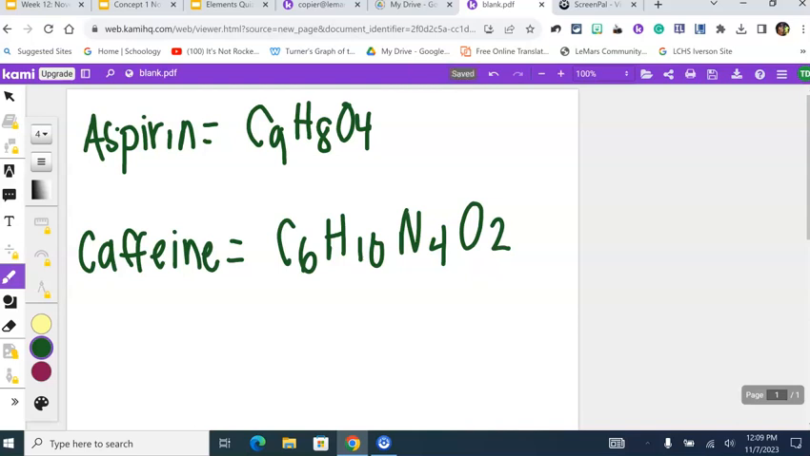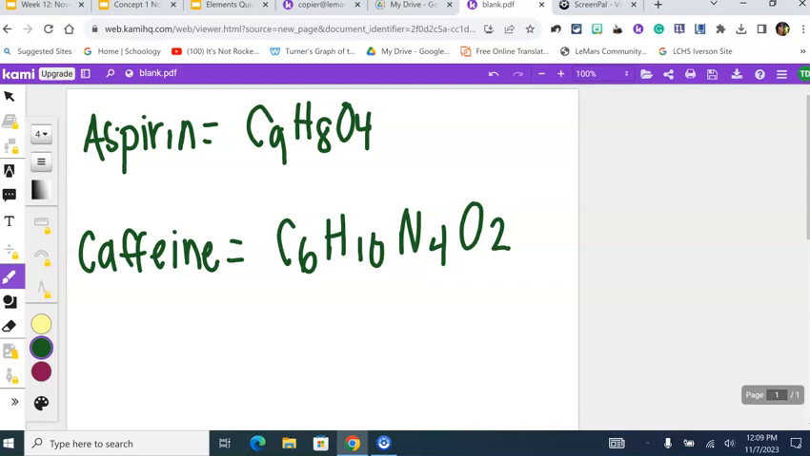Now, when you look at this chemical formula, you're going to see ratios of each element. So if I'm looking at aspirin and I just ask you, how many carbons are in aspirin? What are you going to tell me? 9. Okay. If I have you look at caffeine and I say, how many hydrogens are in caffeine? 10. So you are giving me the ratio, if you will. You're giving me the number of each type of atom in a chemical formula.